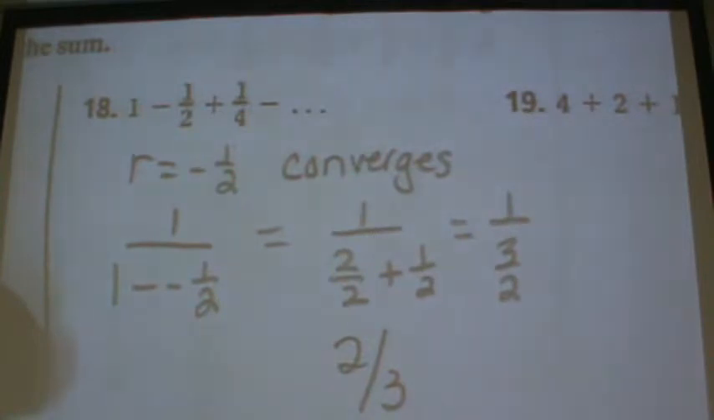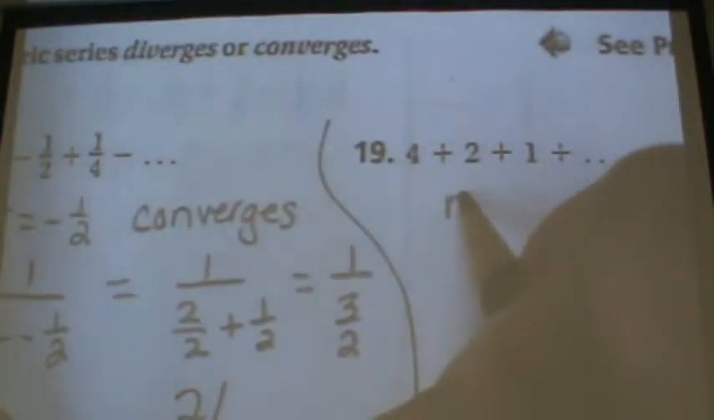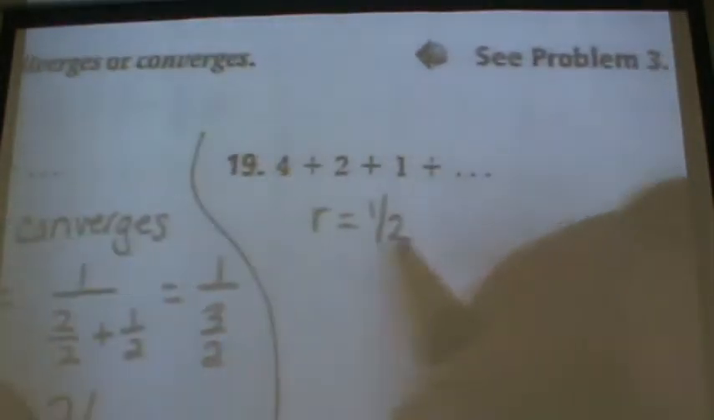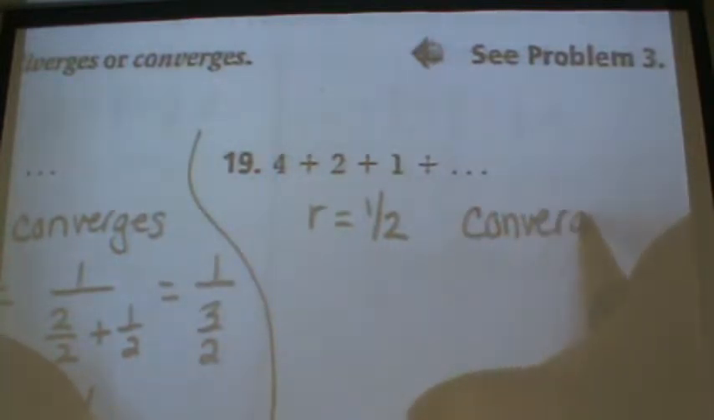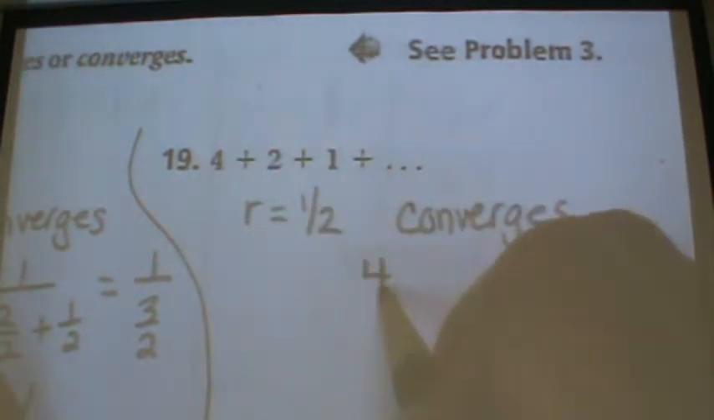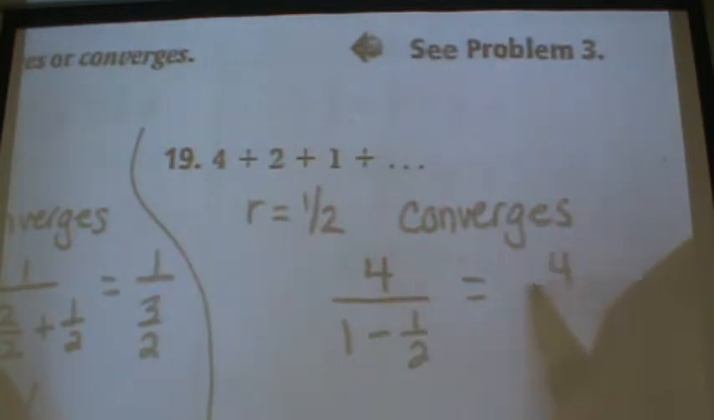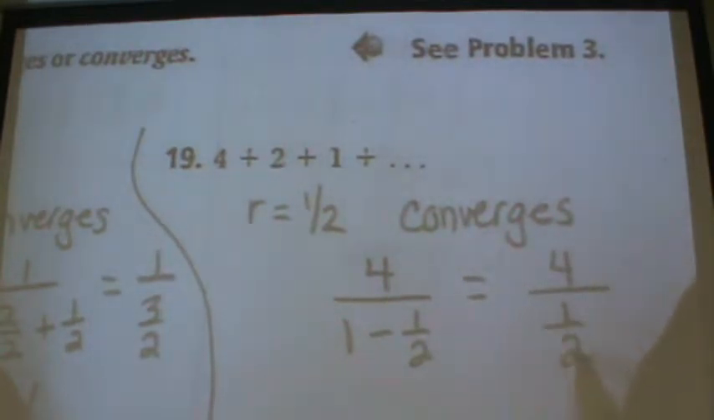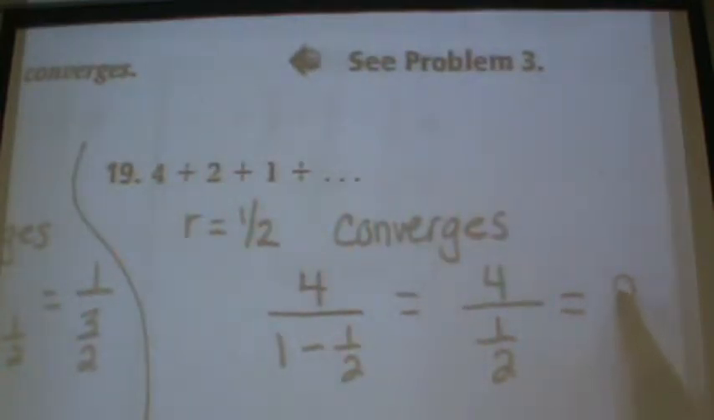And 19. A half is your R value. Does this converge or diverge? This one converges. So the first term is 4 over 1 minus a half. So it's 4 over a half, which is what? 8. Good job, 8.